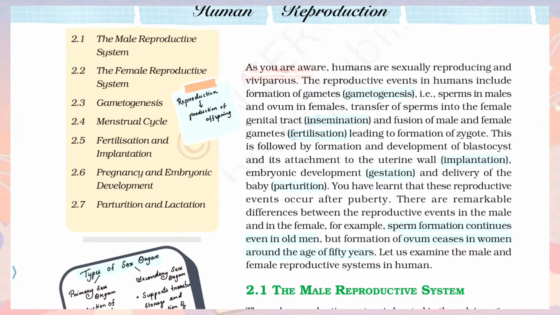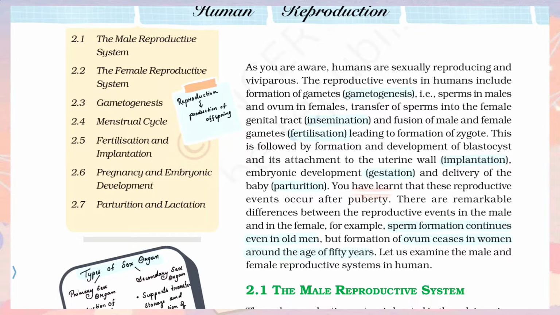As you are aware, humans are sexually reproducing and viviparous. The reproductive events in human include formation of gametes, which is gametogenesis, that is sperms in males and ovum in females. Transfer of sperm into the female genital tract, insemination, and fusion of male and female gametes, fertilization, leading to formation of zygote. This is followed by formation and development of blastocyst and its attachment to the uterine wall, which is implantation. Embryonic development, gestation, and delivery of the baby, which is parturition.